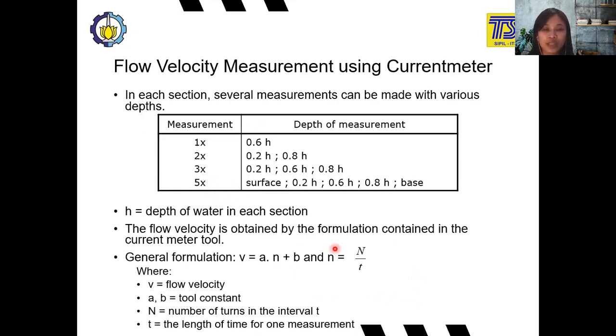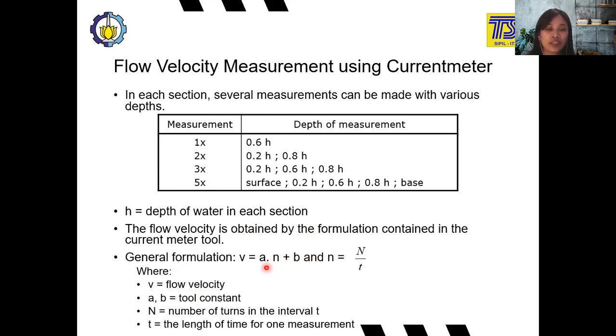The flow velocity is obtained by the formulation contained in the current meter tool. So it depends on the tool. If you remember, the formulation has tool constants, the A and the B, particular numbers which need to be known. They depend on the type of the current meter, and you usually have this information on each tool or on each current meter.